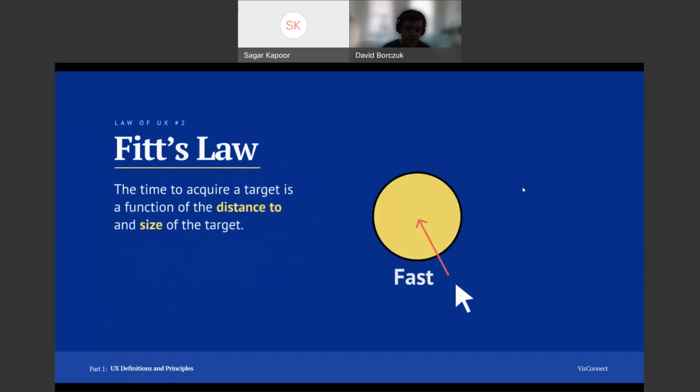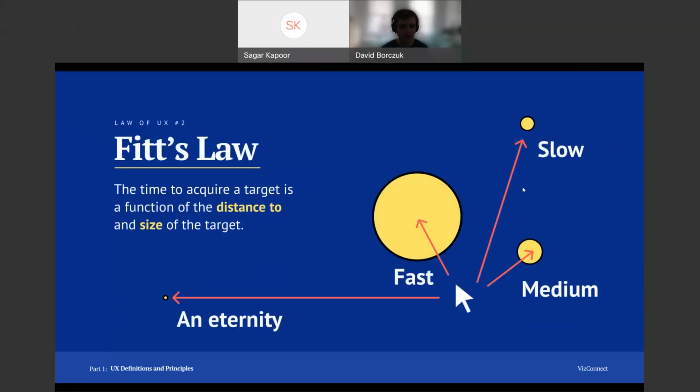The second law of UX is called Fitts's law. The time to acquire a target is a function of the distance to and the size of the target. So the example I have on the right is you have a cursor in the center and you have different size circles. The bigger circle that's closer is going to be easier to interact with than the small circle all the way on the left-hand side.